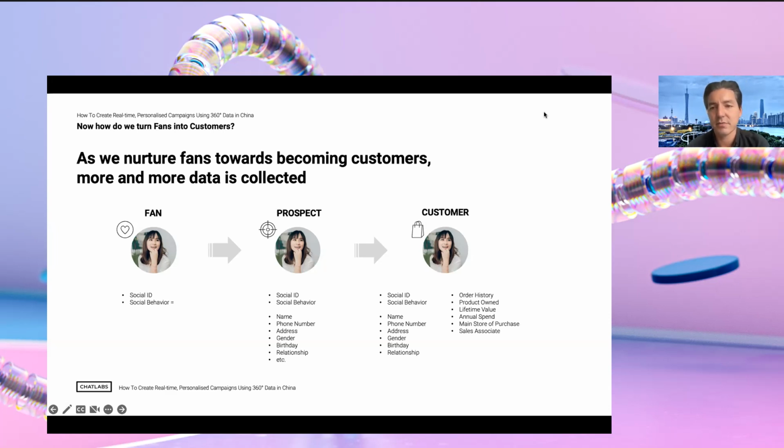Whereas in China, the funnel is more about first you get all your fans into your database, you nurture through communications with those fans to get them to become a prospect, where you learn a bit more data about them, such as their behavior, their personal details, and then they eventually become a customer. But you can really track the user at an individual level using a CDP throughout that entire process.